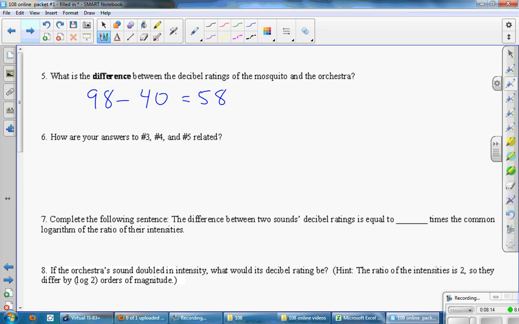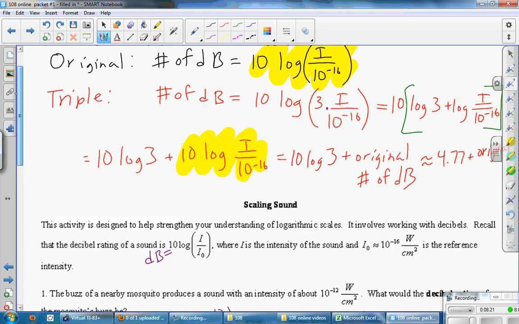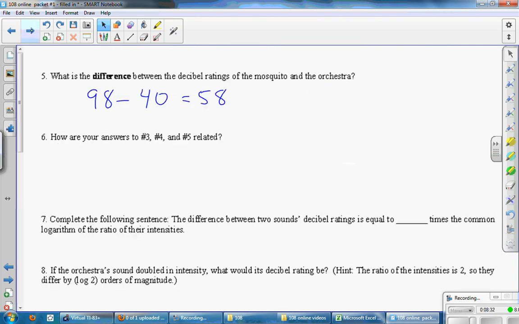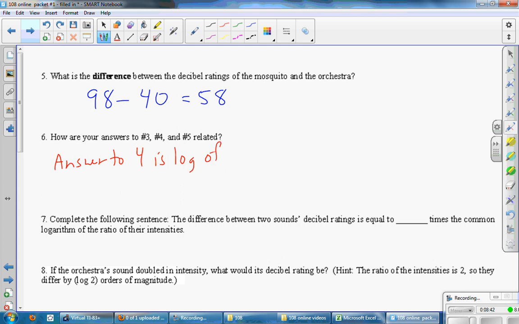Okay, and now things get really hairy. Number 6, how are your answers to 3, 4, and 5 related? Let's go back. Number 3 was in purple, it's that ratio. Number 4 was the log of that ratio. So we can at least write that. 4 is the log of 3. Okay, so far so good.